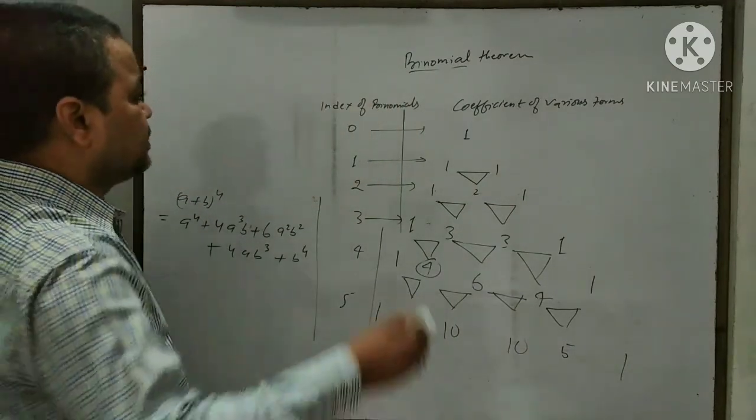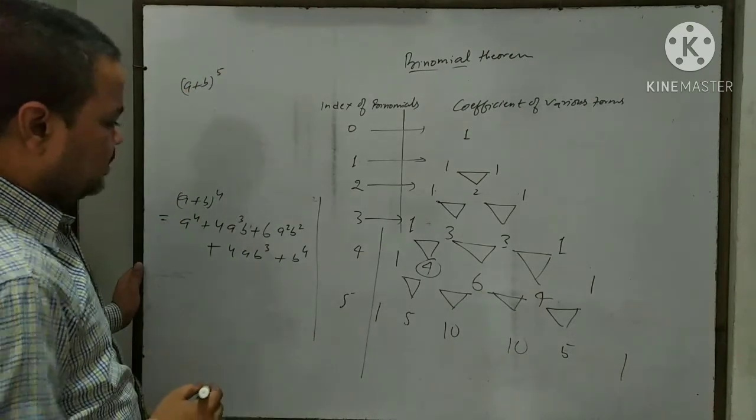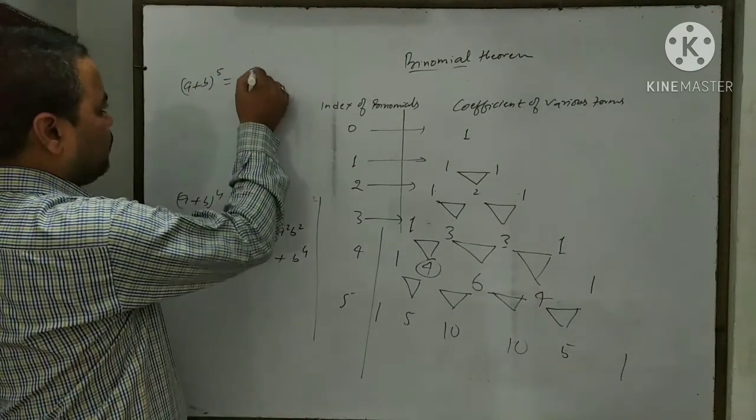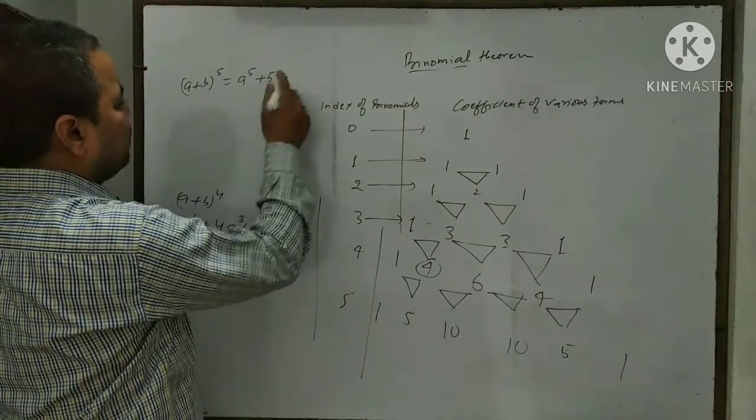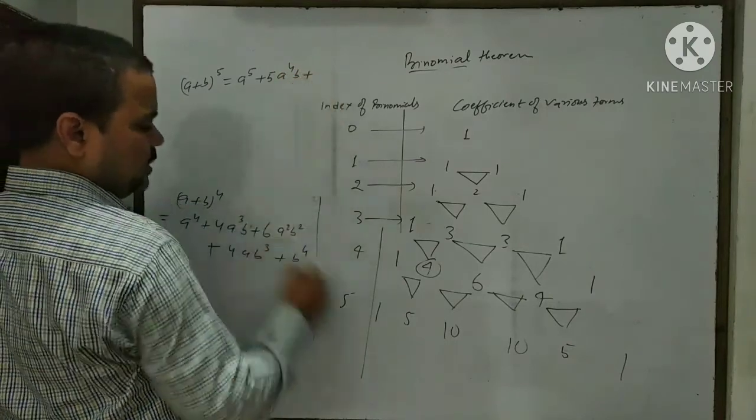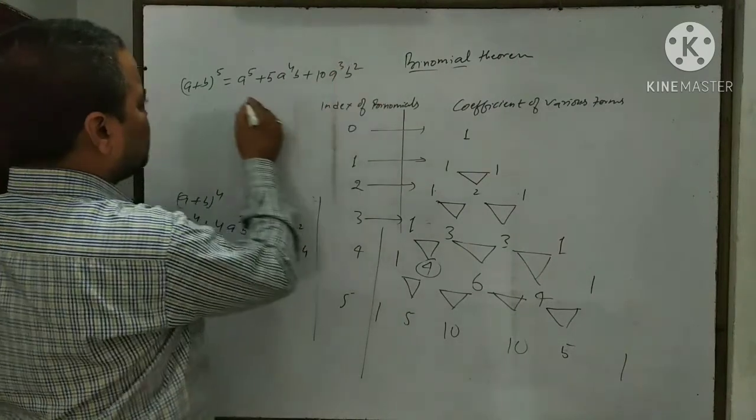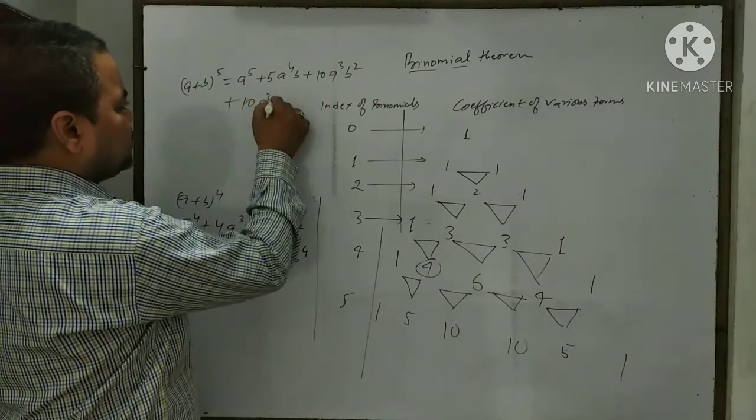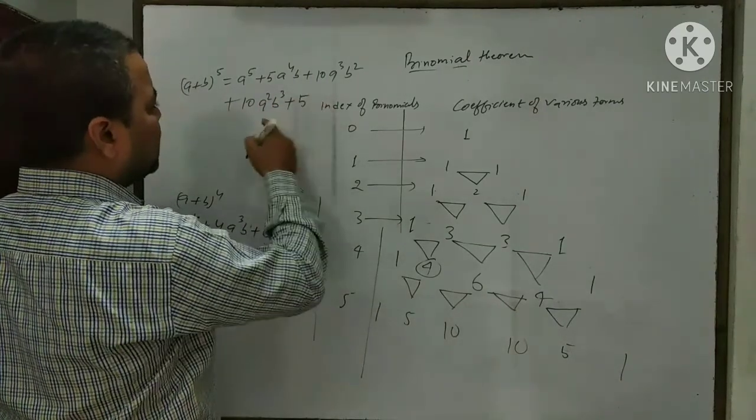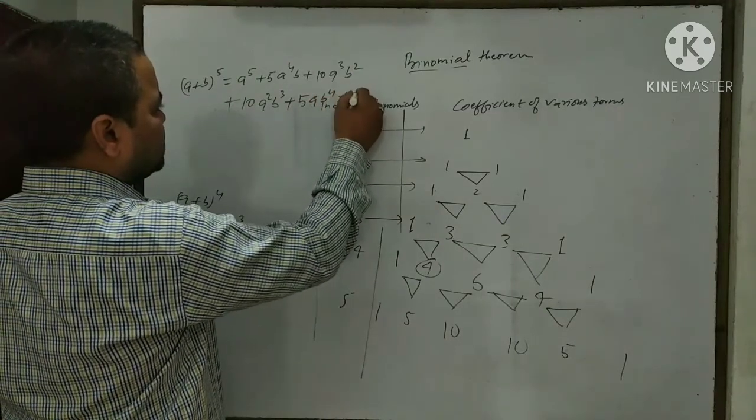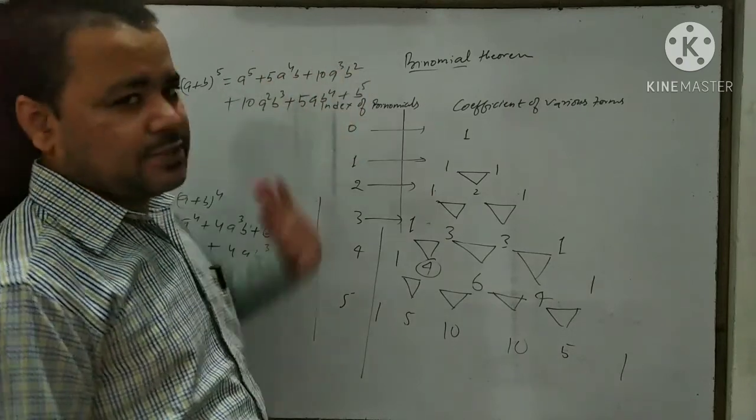Then how do we expand it? (a plus b) raised to the power 5 can be written as a raised to the power 5 plus 5 a raised to the power 4 b plus 10 a raised to the power 3 b square plus 10 a square b cube plus 5 a b raised to the power 4 plus b raised to the power 5. In this way we can expand it.